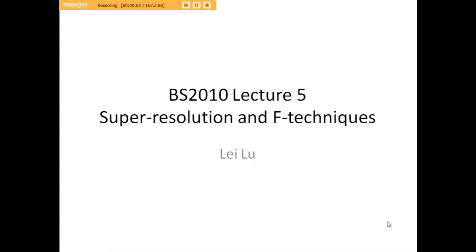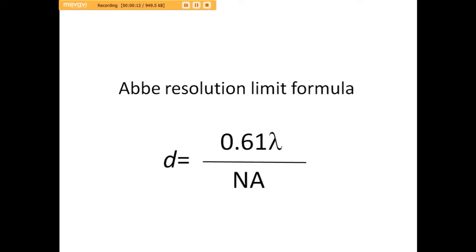In this lecture, we're going to talk about super resolution microscopy and single molecule localization techniques. So in the previous lecture, we know that light microscope has limited resolution. For example, for fluorescence microscopy, the resolution could be given by the Abbe resolution limit formula.